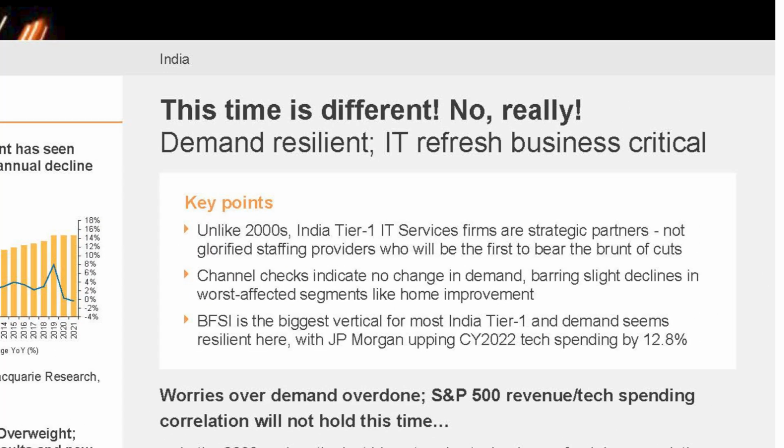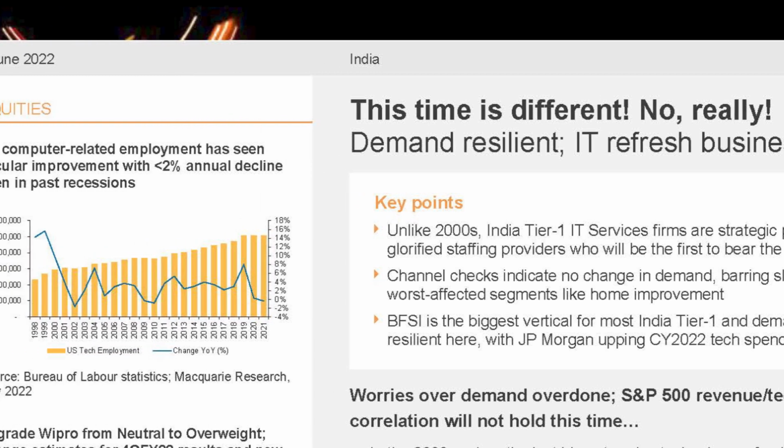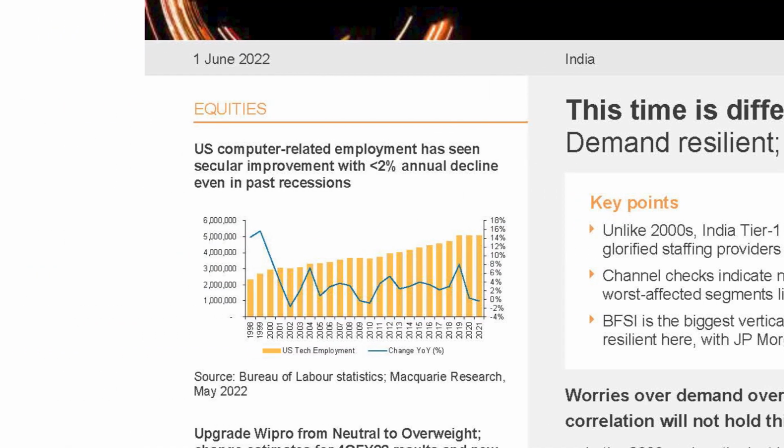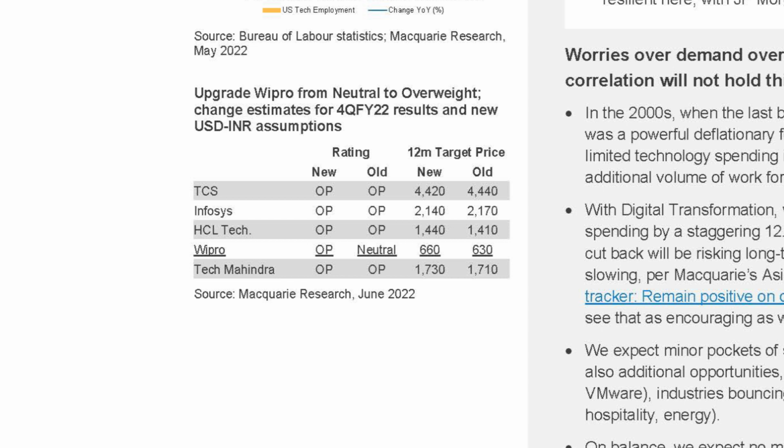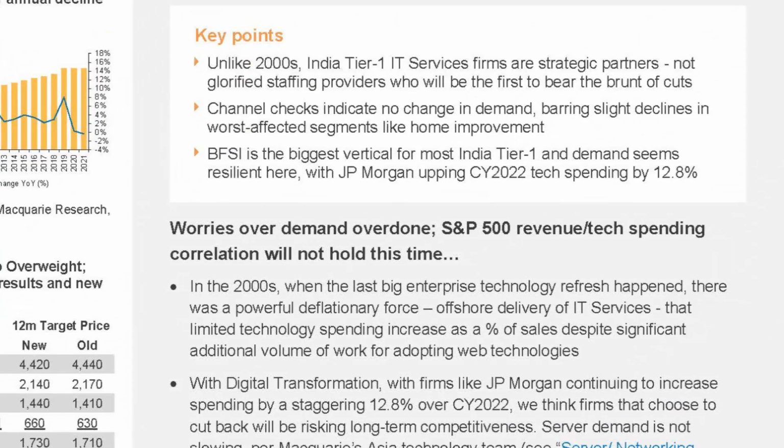First of all, we have a title: Demand resilient, IT refresh, business critical. Basically, this is a research report for stocks. On the left side, if you see, there's a graph there. It describes US tech employment and the change year over year. So we see the number of years and how the percentage is being changed in employment. After that, there's a table down here where there's a lot of information as well. Now on the right side, they have basically converted all this data into words.